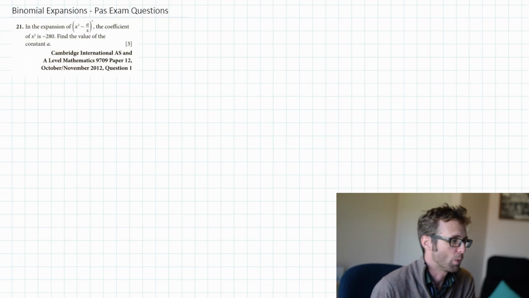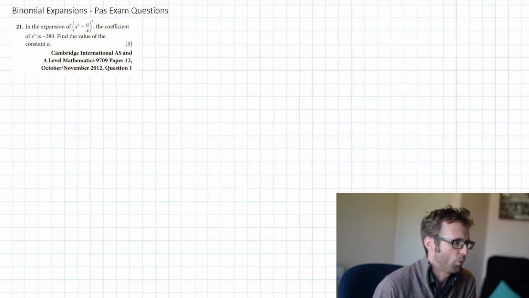This one is number 21 and I'm expanding x squared minus a over x all to the power of 7, and I know that the coefficient of the x to the power of 5 term is minus 280, so I need to find the value of a. What I like to do in these is a mock expansion to figure out whereabouts this x to the power of 5 term is.